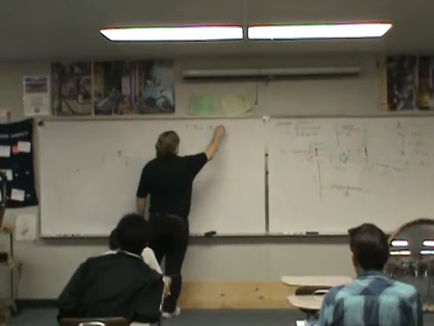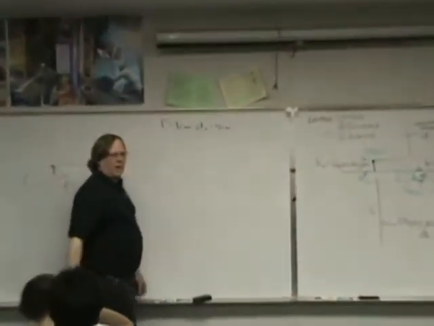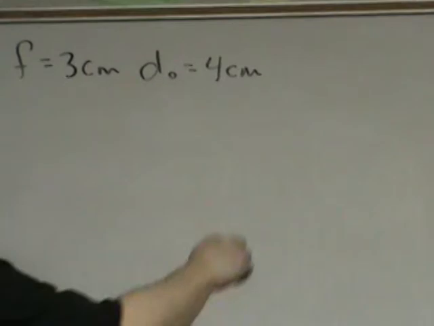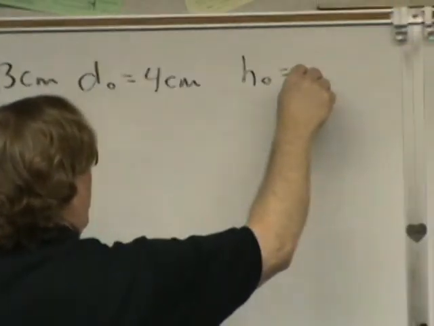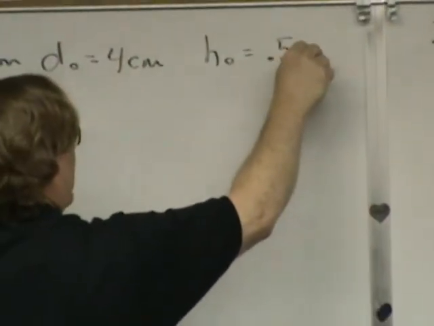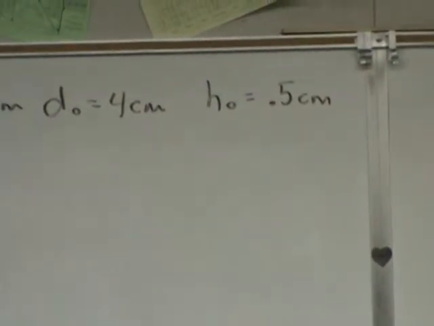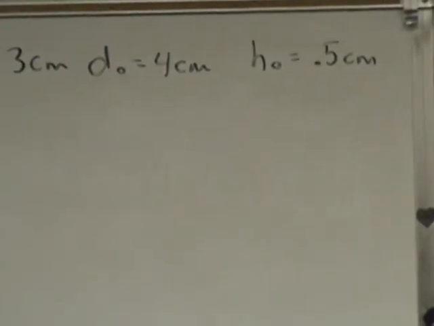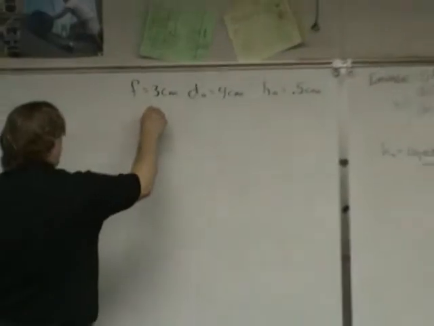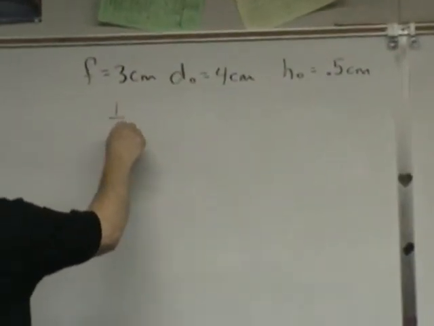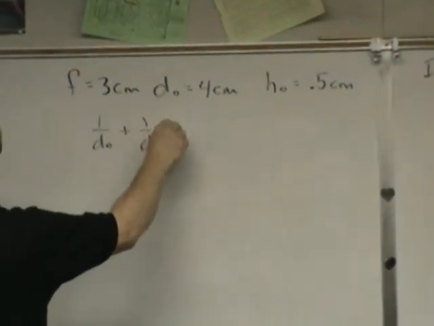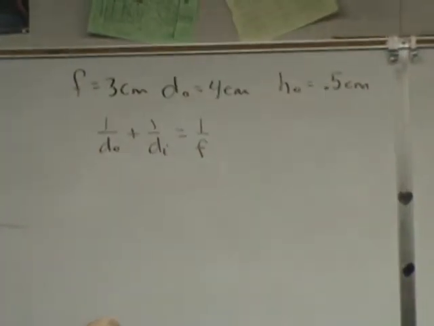Your object distance equals 4 centimeters. Focal length is 3 centimeters. Your object height equals 0.5 centimeters. Those are the measurements you're given. Then you used the Lensmaker's equation: 1 over d sub O plus 1 over d sub I equals 1 over F.